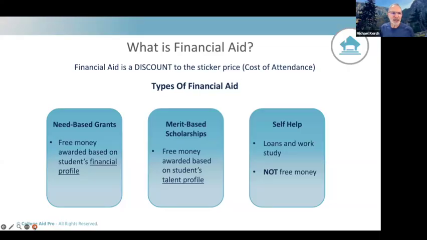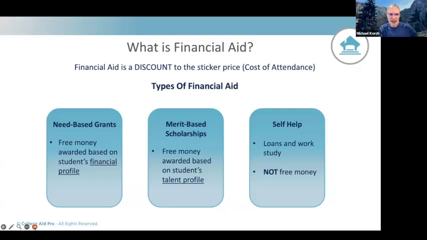So what is financial aid? When we talk about financial aid at the college level, it really provides a discount to the sticker price, or the cost of attendance of school. So cost of attendance is essentially all the bills that you could be direct billed from the school for tuition, room and board, books and supplies, lab fees, those things that add on and serve as that quarterly or semester bill. So there are three buckets that fall under the umbrella of financial aid.